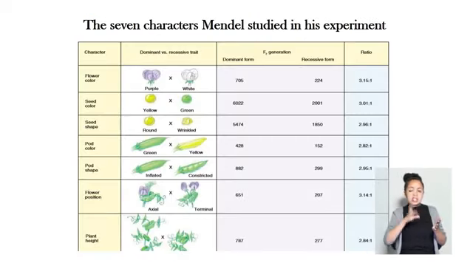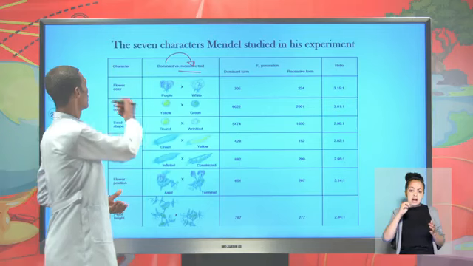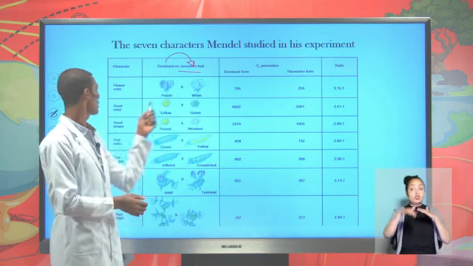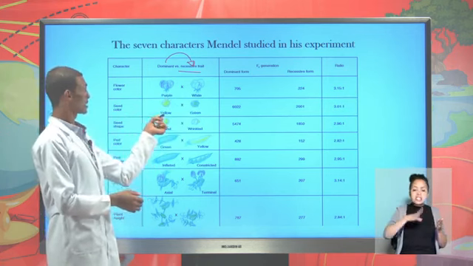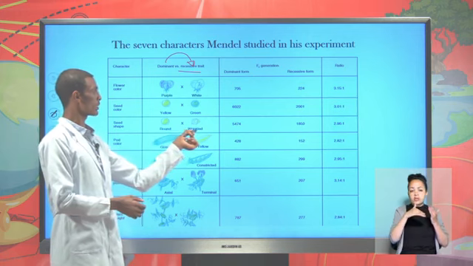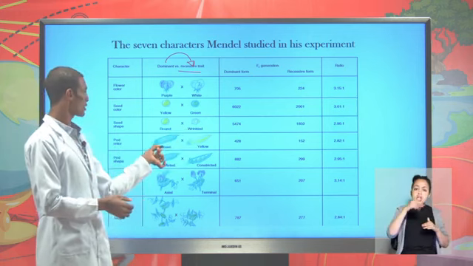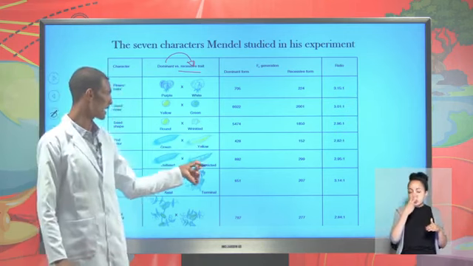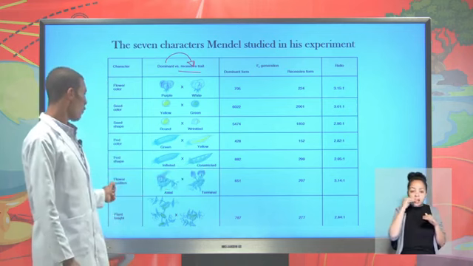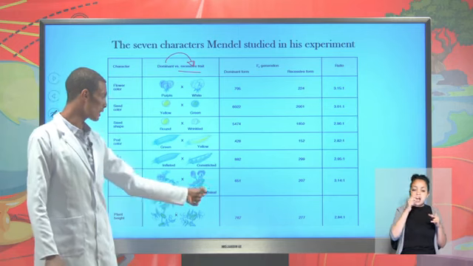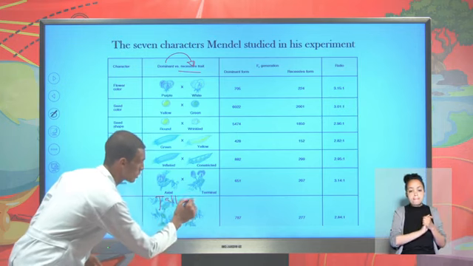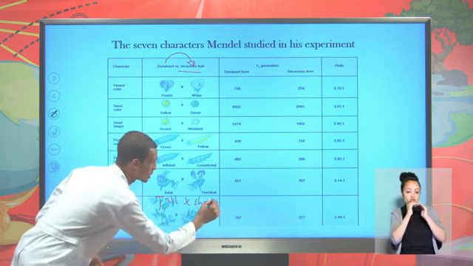These 7 main characters or traits that Mendel selected are: flower color, purple, which is dominant over white; seed color, yellow, which is dominant, and green, which is recessive; seed shape, round, dominant over wrinkled, which is recessive; pod color, green, dominant over yellow, which is recessive; pod shape, inflated, dominant, and constricted, which is recessive; flower position, axial, which is dominant, and terminal, which is recessive; plant height, tall, which is dominant, and short, which is recessive.